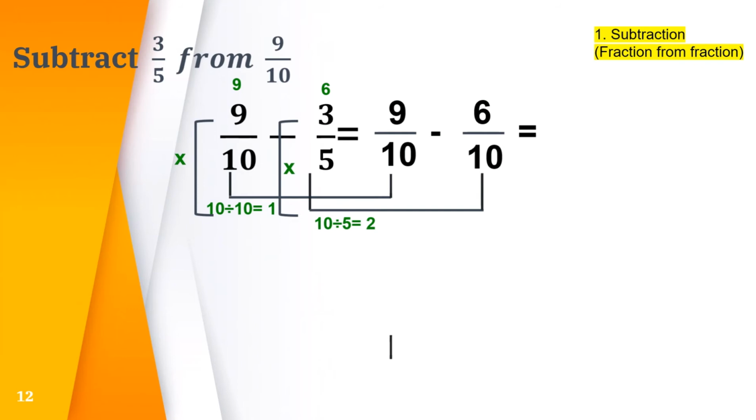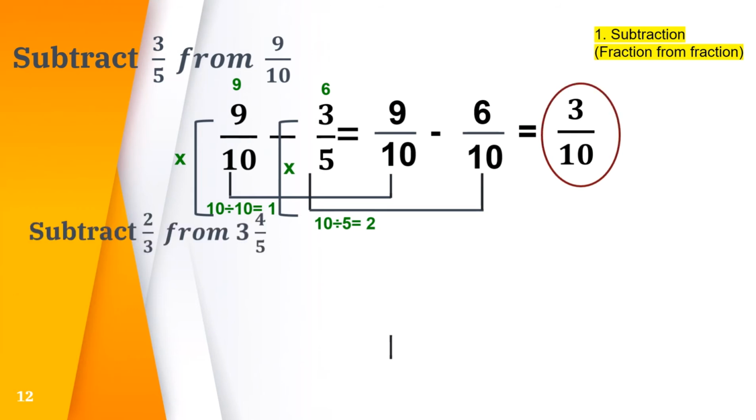So, pwede na natin sila ngayong i-subtract. 9 minus 6 equals 3. Copy the common denominator na 10. Since ang 3 at 10 ay wala ng common factors, so meaning yun na yung final answer natin. So, 9/10 minus 3/5 equals 3/10.